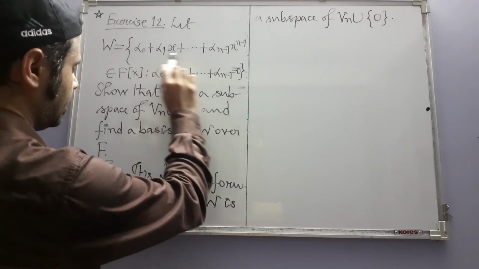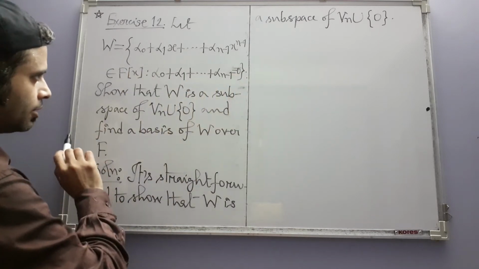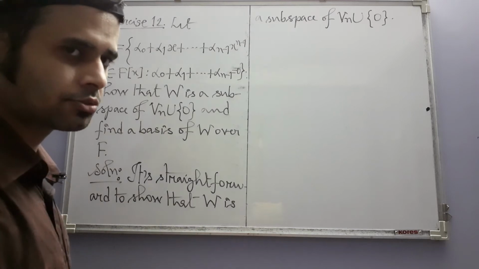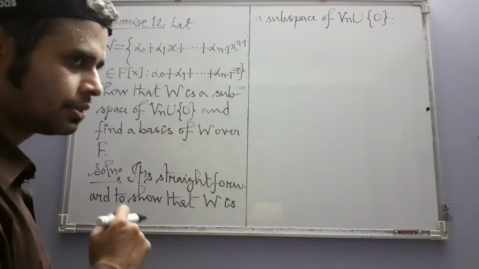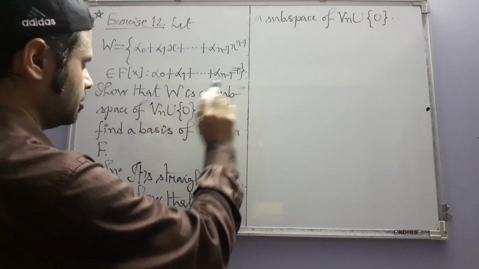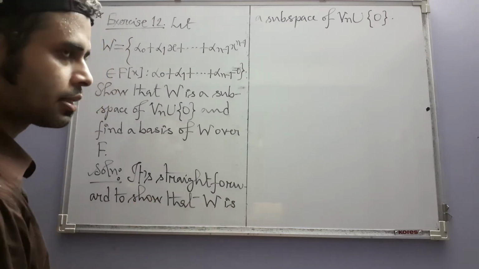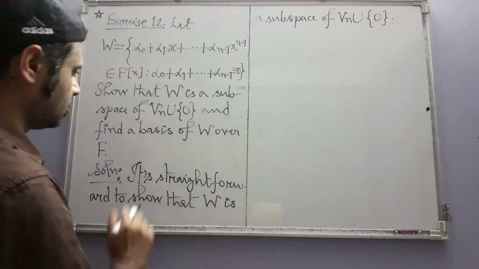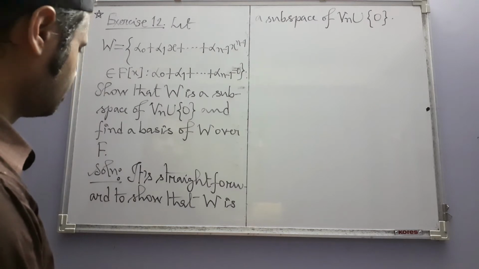So W is a non-empty subset of this vector space. Then the usual procedure: you take two vectors from W, you take one scalar, and show that the sum of those two vectors and the product of any one of them and that scalar, all of these things are again in W. So you have to work with this condition, and that's how you can show that this is a subspace. Okay, now we come to the other part. We now need to find a basis of W over F.